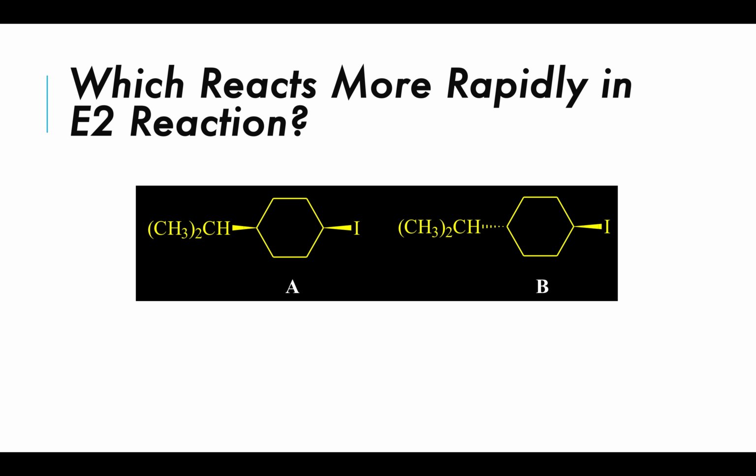What's another thing you have to remember? In a chair position, the bulkiest groups want to be in the equatorial position. But what else do you have to remember? Your leaving group, in this case iodine, can only react with E2 if it's in an axial position. So our goal here is to find a position in which your iodine leaving group will be in the axial position, but your bulky isopropyl group will be in the equatorial position. Okay.